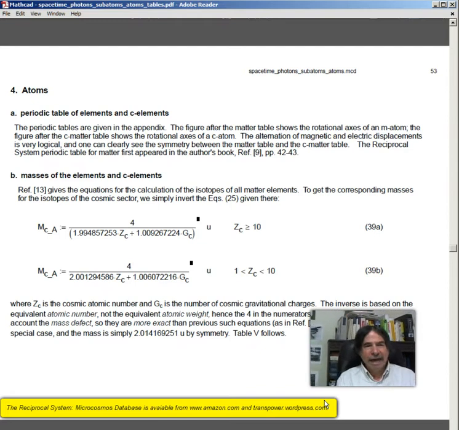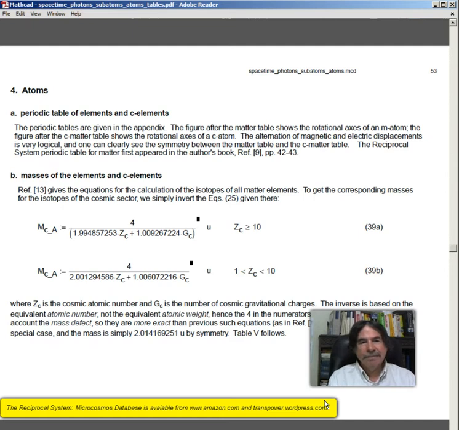Now we come to section 4, atoms. A, periodic table of elements and C elements. The periodic tables are given in the appendix, which we'll get to in the later part of this lecture. The figure after the matter table shows the rotational axes of the matter atom. The figure after the C matter table shows the rotational axes of the C atom. The alternation of magnetic and electric displacements is very logical, and one can clearly see the symmetry between the matter table and the C matter table. The reciprocal system periodic table for matter first appeared in my book, reference 9, pages 42 to 43.